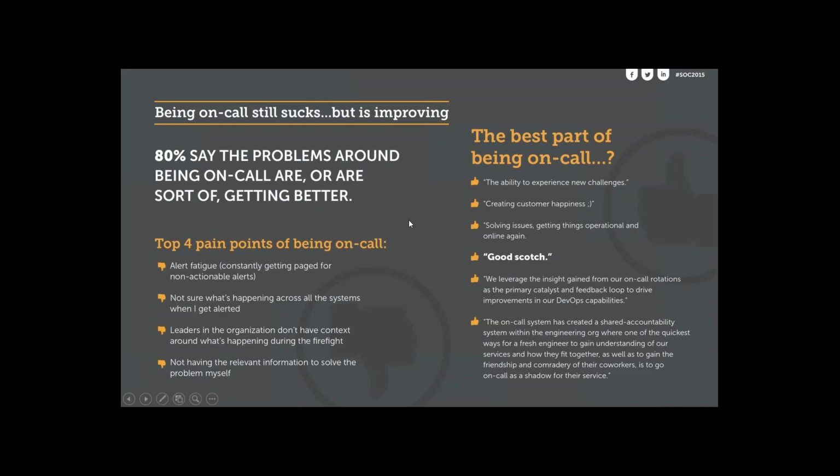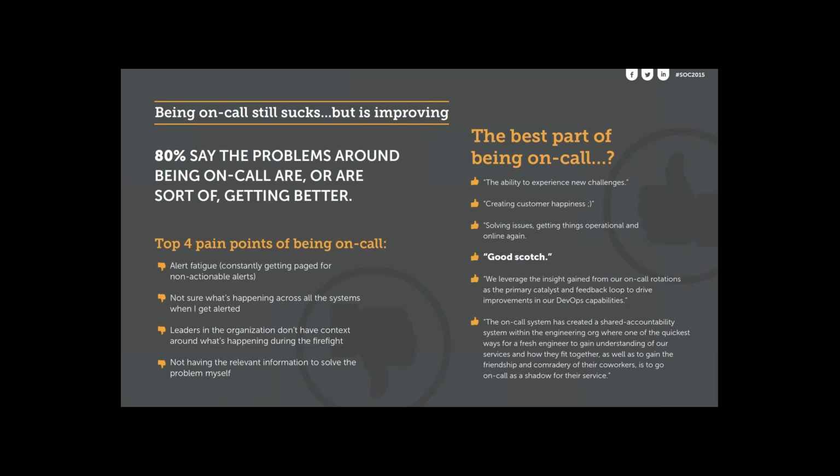So this is one of my favorite slides from our survey, because we asked people whether or not on-call is actually getting any better, and then we gave them a little text box and asked them to leave comments about the best part of being on call. It sort of restores some of my hope in humanity, knowing that people actually enjoy being on call. But you can see some of the answers there. People like to solve problems. They like to help customers out. They like to experience new challenges.